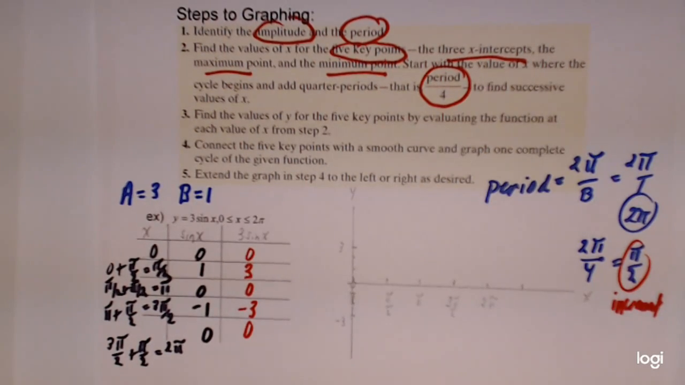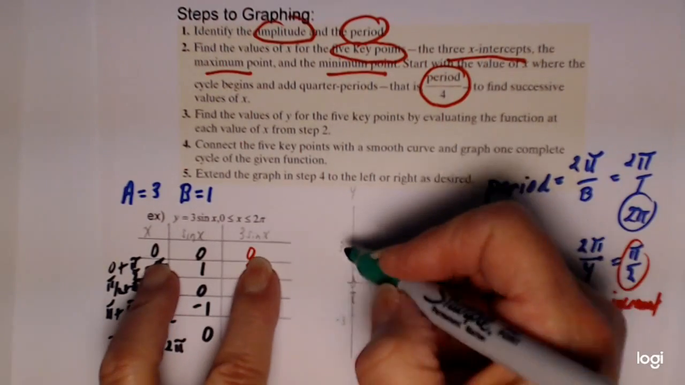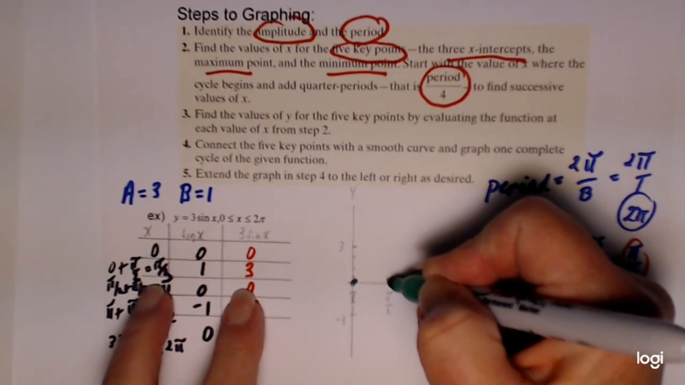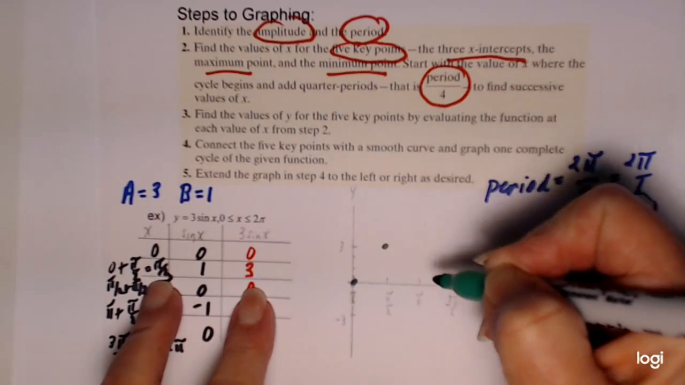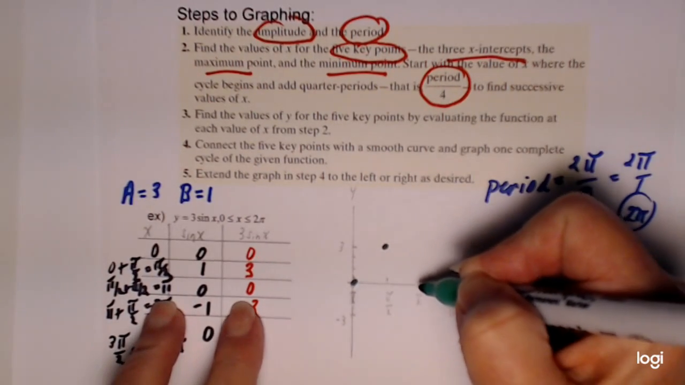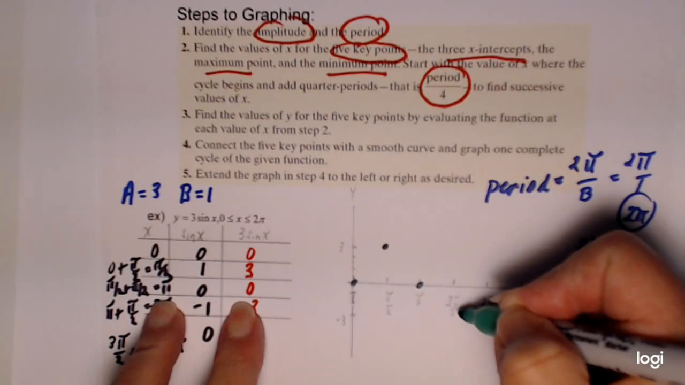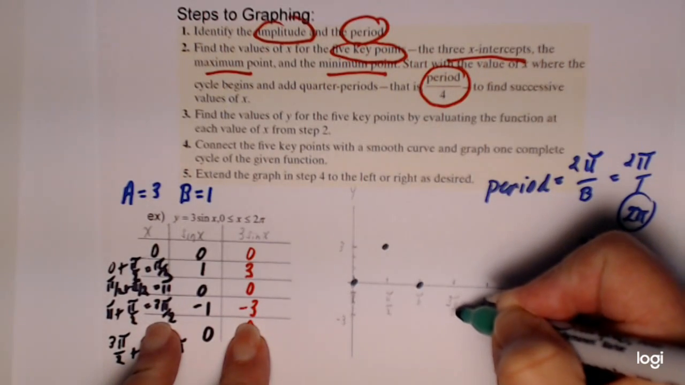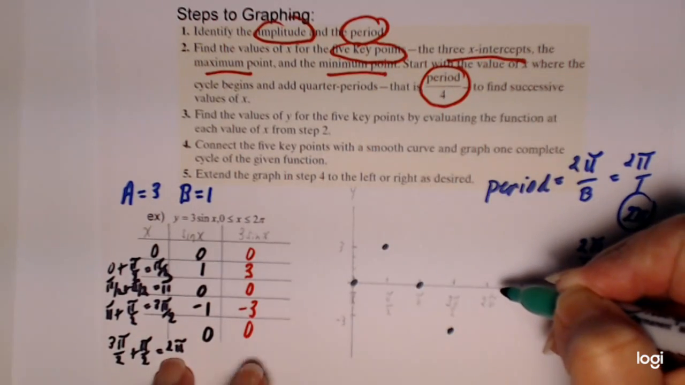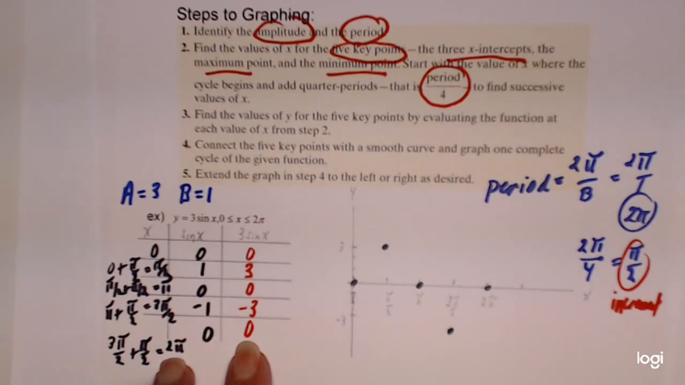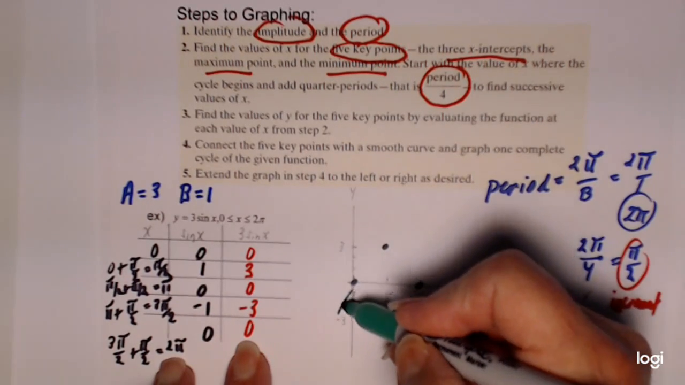So now we have our x values and our y values, and we're going to graph these. So coming over here, at 0, we have 0, 0. So we are here. At pi over 2, we have 0, 3. So at pi over 2, we're up here at our max. At pi, we're back down to 0, an x-intercept. At 3 pi over 2, we're at -3, so we're down here. And then at 2 pi, we're at 0, we're back at an x-intercept. So there are our points.